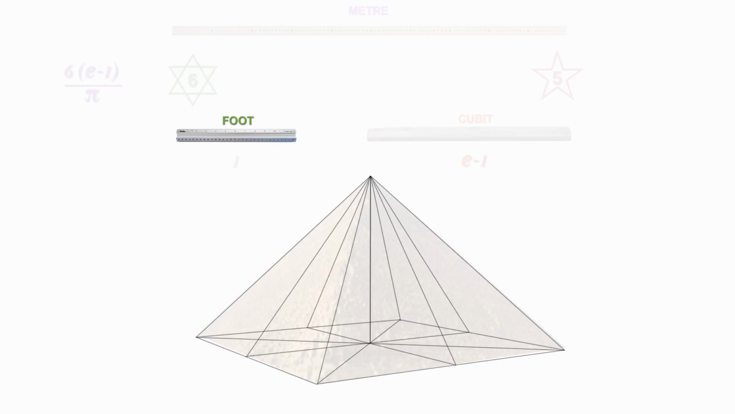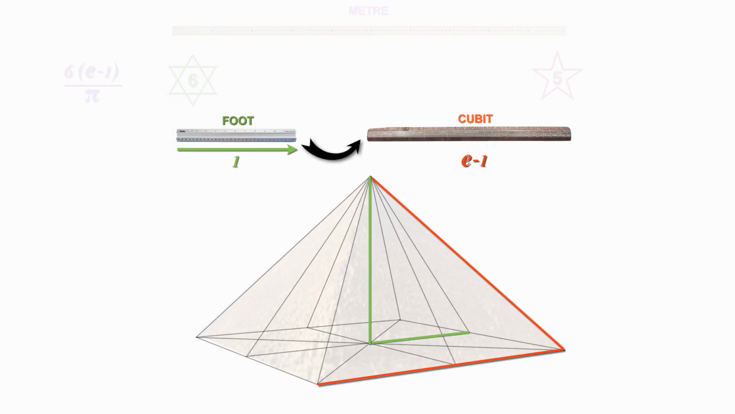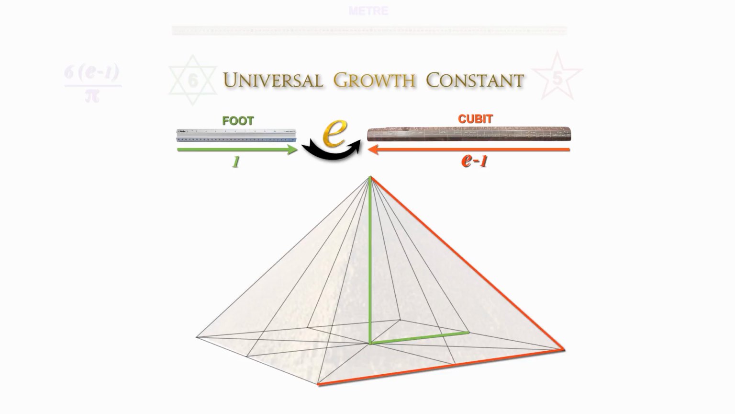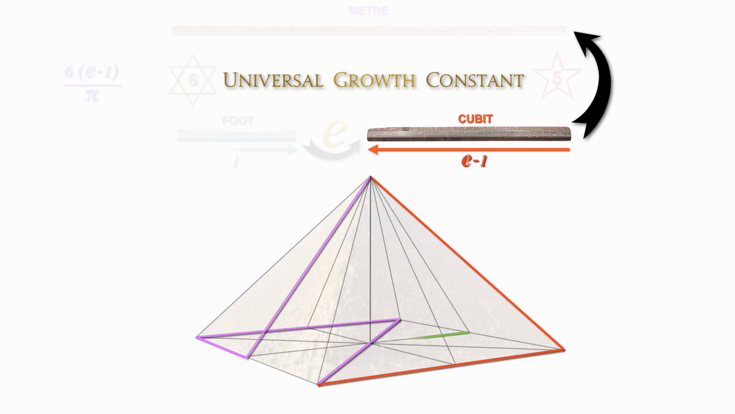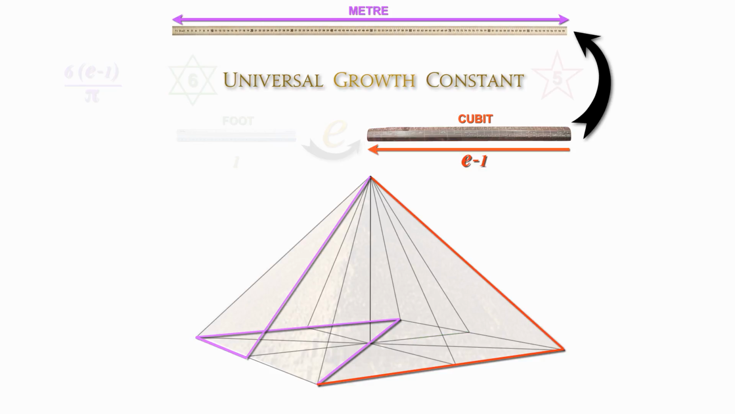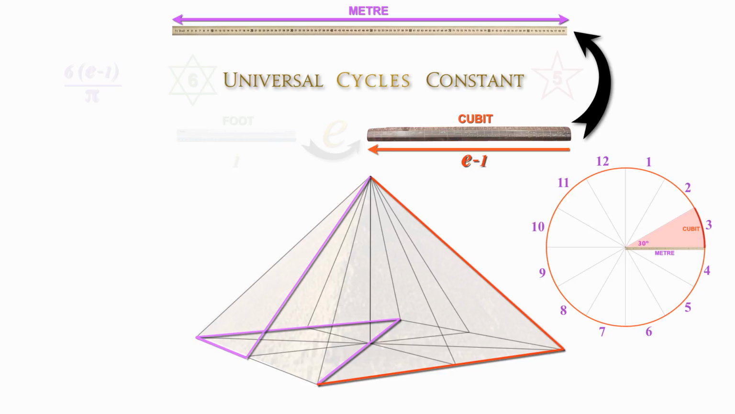The foot, original unity, is mathematically connected to the cubit. Together they literally are the universal growth constant, e. The cubit, the actual amount that unity has increased, e minus 1, by growing into creation according to mathematical linear law, also grows according to mathematical circular law, intimately connecting to the meter. A perfect division of what we might call the universal cycles constant. One slice of that 12 pattern we see in all planetary growth, precisely pi over 6.